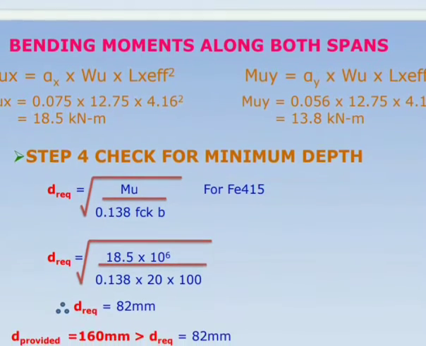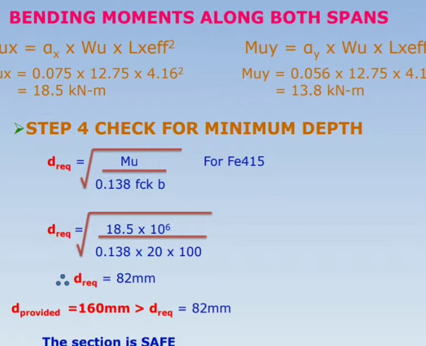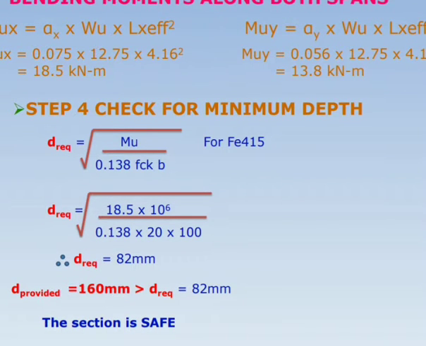Bending moment along both the spans. So let us go ahead with the calculation of bending moments. Mux is equal to alpha x into wu into lx effective square. Muy is equal to alpha y into wu into lx effective square only. So substituting the given values, we get Mux is equal to 18.5 kilonewton meter and Muy is equal to 13.8 kilonewton meter.